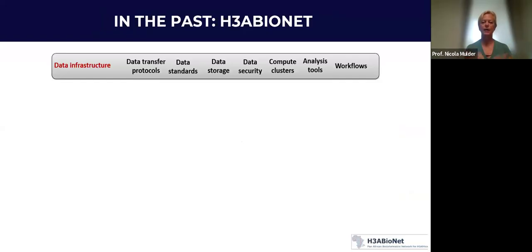So in the past, we had this project, H3Bionet. This was a big Pan-African bioinformatics network through the H3Africa project, which is Human Heredity and Health in Africa. And our network was there to build the infrastructure to enable genomics research on the continent. So we had nodes in 17 different countries building infrastructure.